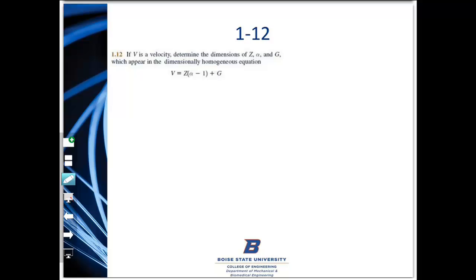This is again a similar problem to what we have done before. Let's see what the variation is. If v is a velocity, you're asked to determine the dimensions of z, alpha, and g, which appear in the dimensionally homogeneous equation as shown. So you have to know what exactly a dimensionally homogeneous equation is. Any equation is dimensionally homogeneous if both the left hand side and the right hand side of the equation have the same units. And also it is important to note that any quantities which are added like this should also have the same units as the left hand side here.